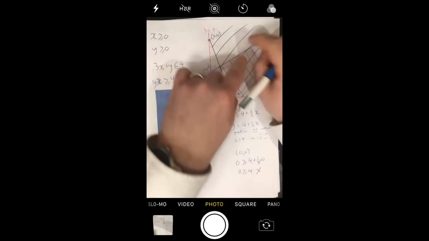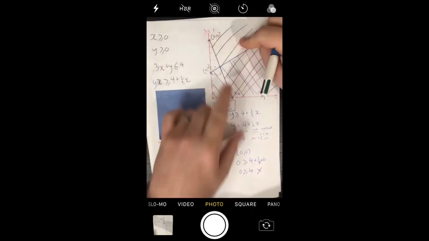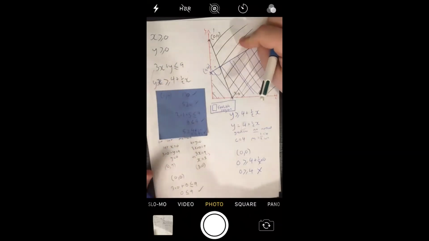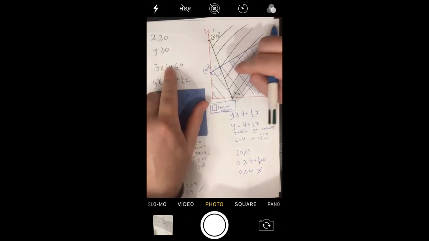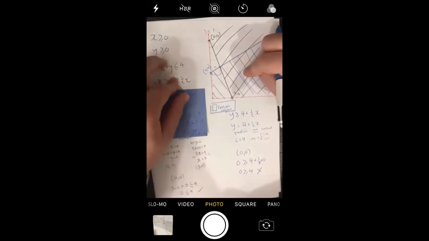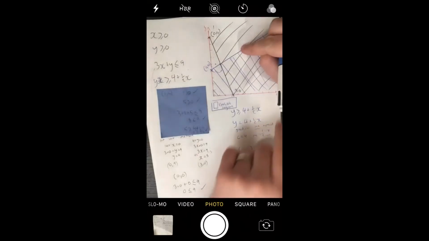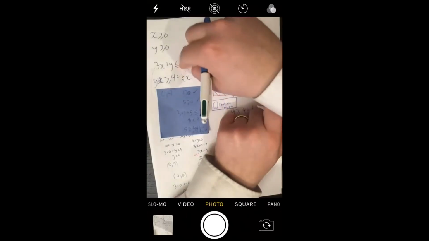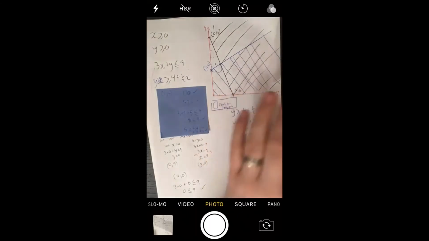Whereas if I chose a point from a different region, it would fail. If I chose one from this region, it would fail this rule. If I chose one from this region, it would fail this rule. If I chose one from this region, it would fail both of those rules. If I chose one from this region, it would fail this one and this one. So yeah, that's how we create a feasible region.